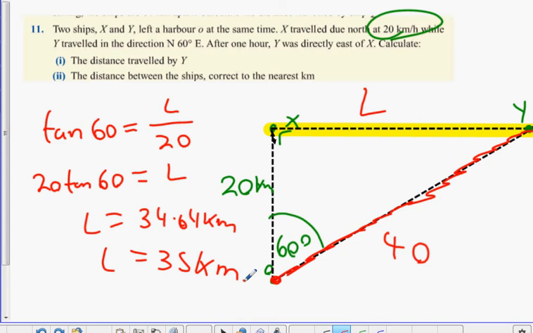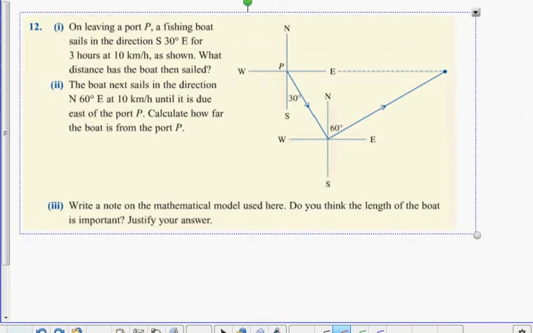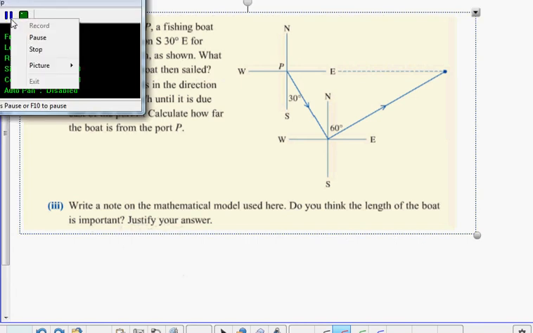Okay, that's good. Now, this is a similar type question. No spoilers on that. I think you're going to have to handle that one on your own.